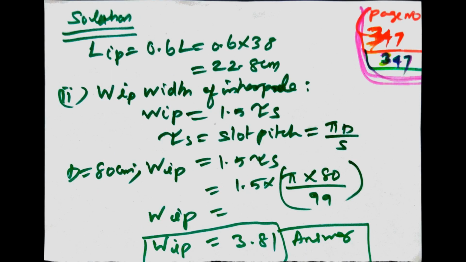Continuation of solution. Capital LIP is equal to 0.6 L, that is 0.6 into 38 is equal to 22.8 cm. Second, WIP, the width of interpole, is equal to 1.5 tau s. Tau s is equal to slot pitch, that is pi D divided by S, where D is equal to 80 cm. WIP is equal to 1.5 tau s, that is 1.5 into pi into 80 divided by 99, that is WIP is equal to 3.81. That is the answer.